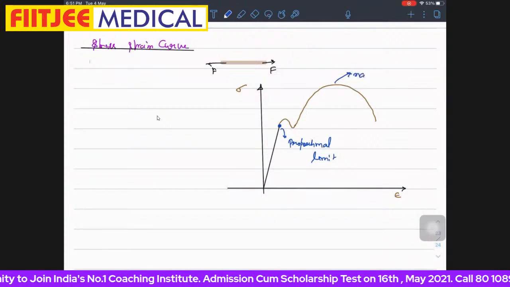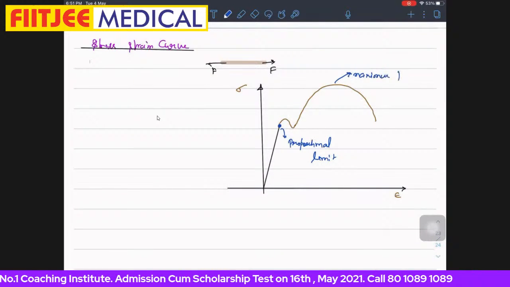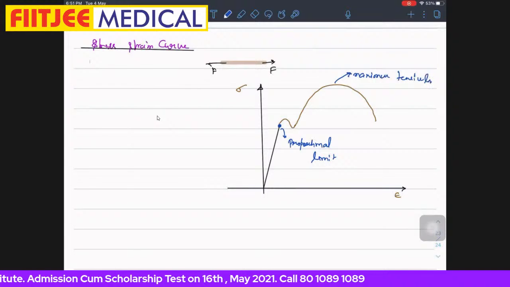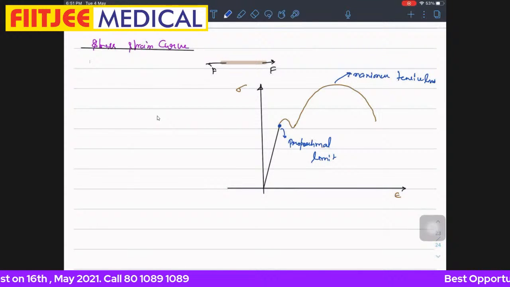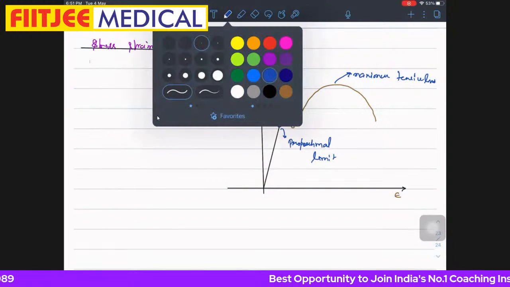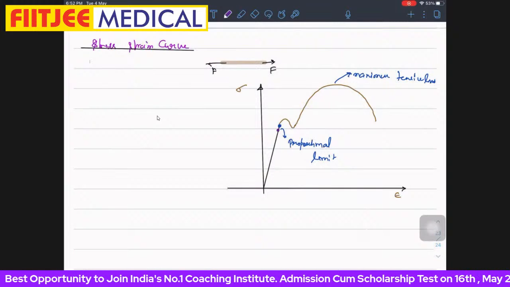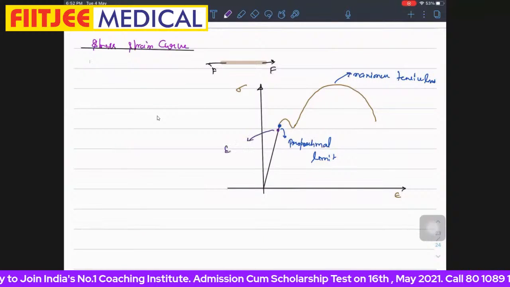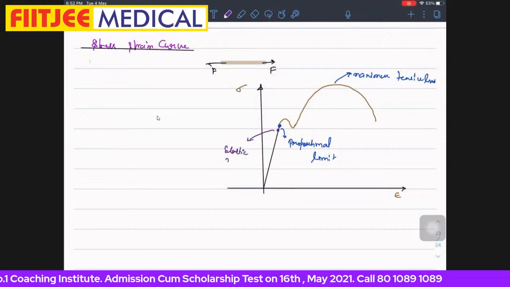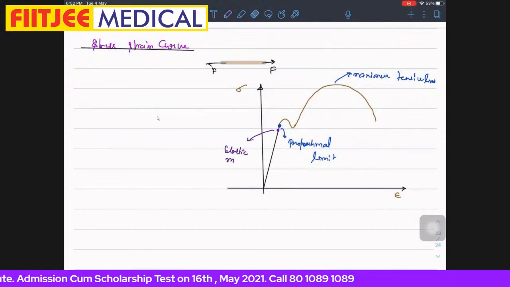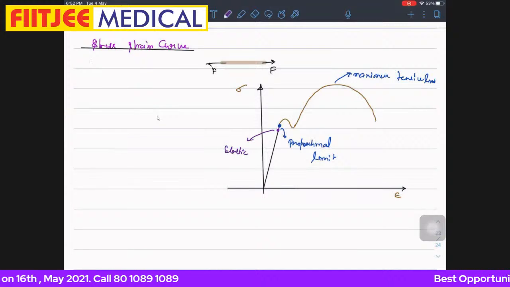This is called maximum tensile limit. What is proportional limit? Most of the time the proportional limit and the elastic limit are the same. But from the elastic limit, if we bring the body back, it will recover its shape and size. For most materials the proportional limit is the same thing, but there is a small difference between these two.